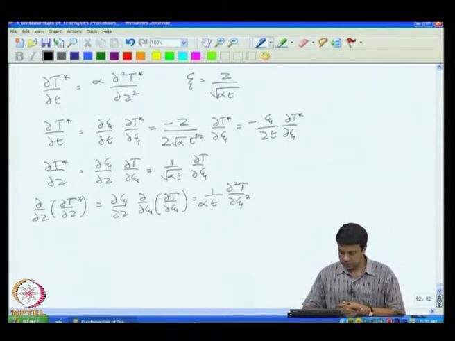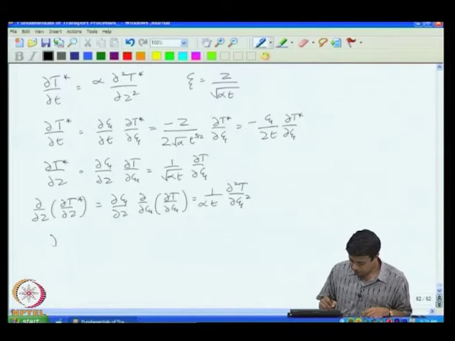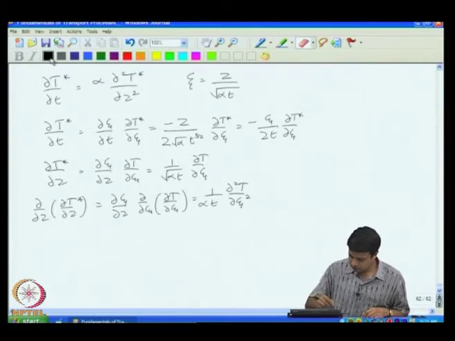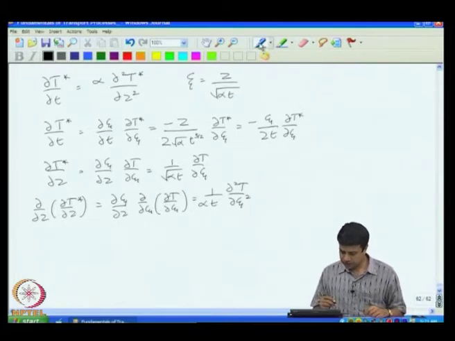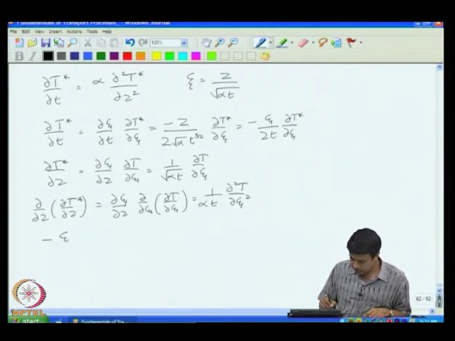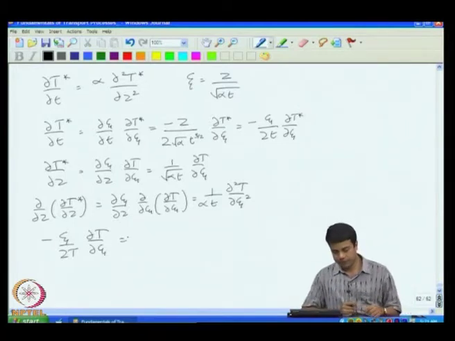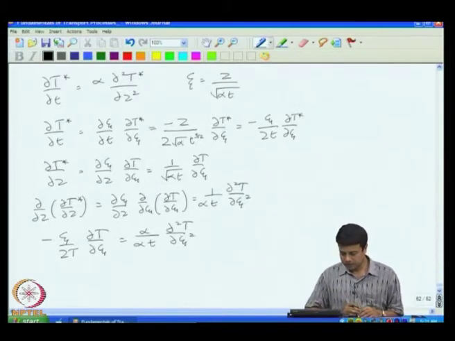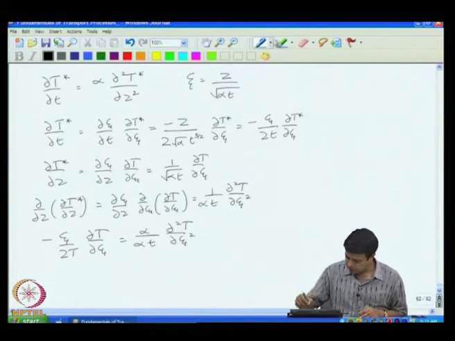So, now I have to substitute this into the original diffusion equation. Therefore, I will get minus psi by 2t partial T by partial psi. This is equal to alpha by alpha t partial square T by partial psi square. And I can cancel, I should be careful here.